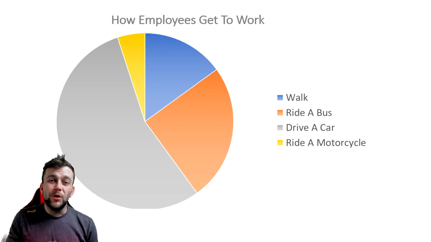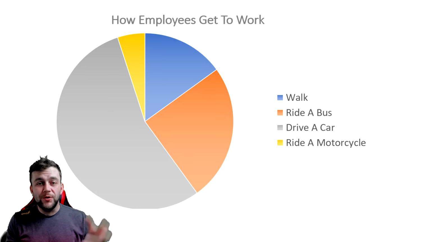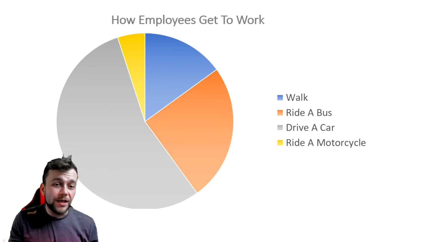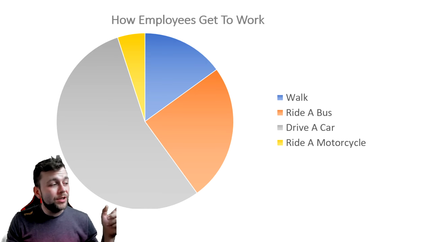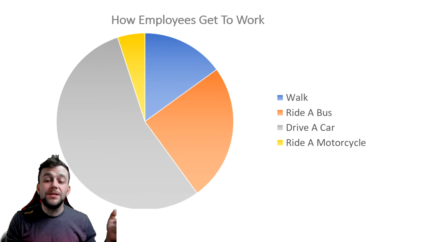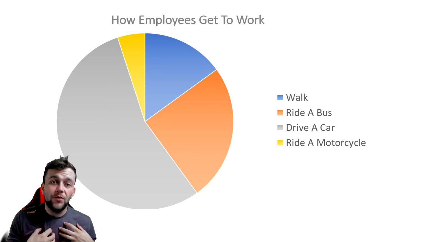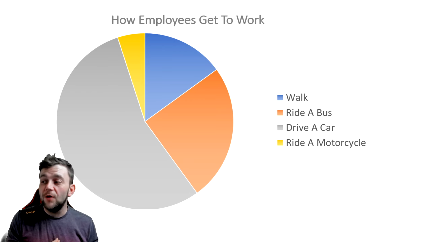In this example, the circle graph is representing how employees get to work. So the whole circle is employees getting to work, and it's broken up into sections. When we read the legend, it is walk, ride a bus, drive a car, or ride a motorcycle. Personally, that would be my preference, but it's way too cold out where I'm at.